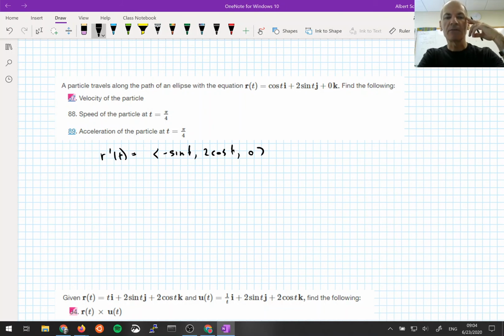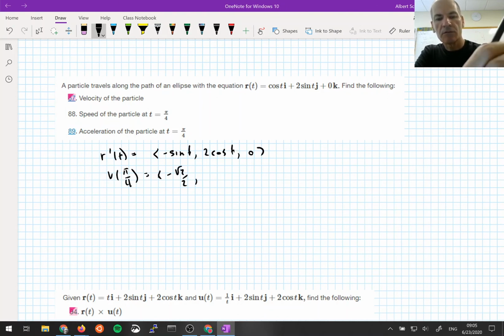What's the speed of the particle at t equals pi over 4? Well, let's first figure out what the velocity vector is. Remember that r prime is also v of t, the velocity. And let's figure out what v of t is at pi over 4. Sine of pi over 4 is just root 2 over 2. Cosine of pi over 4 is also root 2 over 2, and we have the additional 2, so that's just root 2, and 0. Now, the speed of the particle is the magnitude of the velocity.